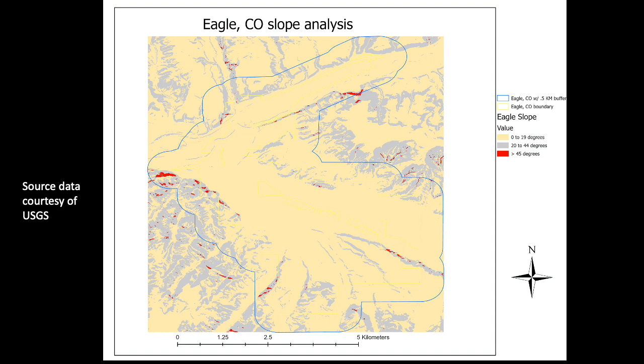Using digital elevation models, one can analyze the slope on a given area. Here we used 10-meter data from USGS. Using the three mentioned slope classes, we can see the area in tan that is a lower risk for wildfire. The area in gray is a medium to high risk, and the areas in red are extreme slope risk for wildfire. These are the red areas, these are the gray areas, and the tan areas.